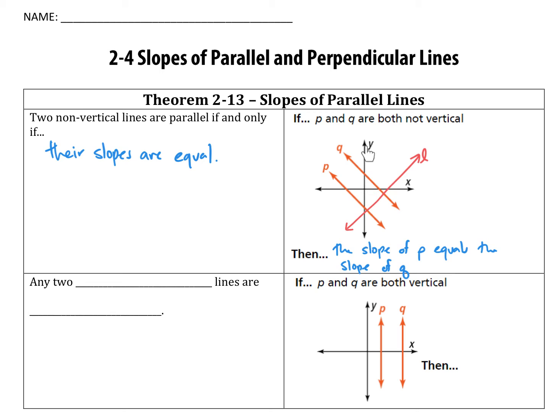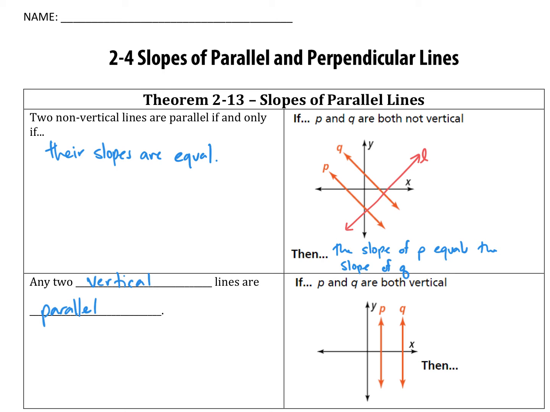And since an undefined slope isn't really a number, this definition wouldn't really work if we tried to include vertical lines in it. If we just said two lines are parallel if and only if their slopes are equal, well, what about vertical lines? They don't really have a numerical slope that can be equal to something. So we have to build in some way of saying that all vertical lines are parallel. And so that's basically exactly what we say. Any two vertical lines are parallel.